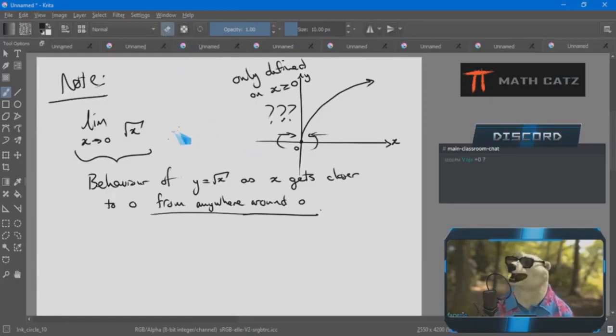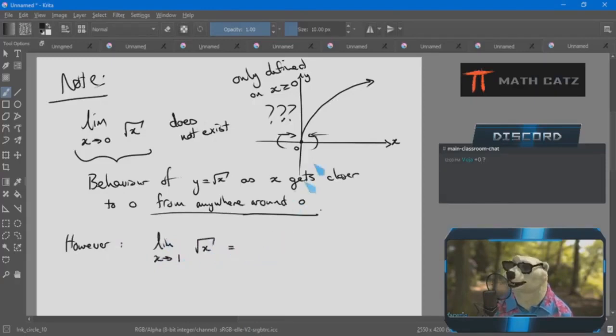And for that reason, because of the definition of the limit that we are hiding a little bit, this does not exist. Because the question is not fitting the function. The question doesn't make sense. However, if I ask for the behavior as x goes to 1 of the square root function, totally fine.